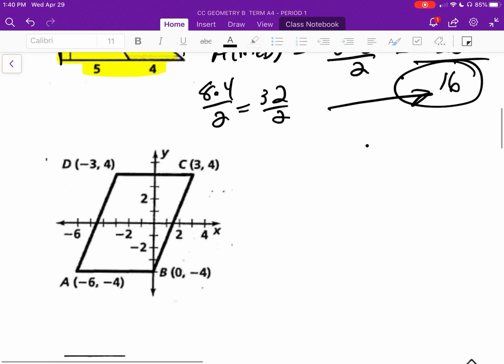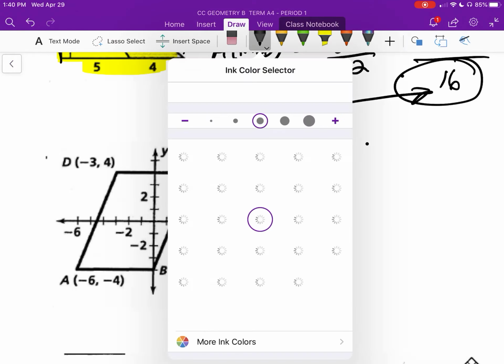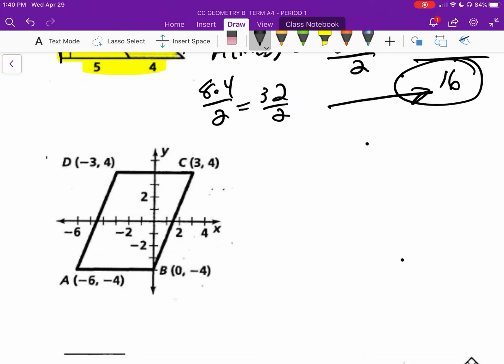All right, moving on to area of a parallelogram. So in this case, to find the area of this parallelogram, we multiply base times height. So area is base times height. The base is pretty easy. We just have to count. So if we look, this base is going to be from 0 back to -6. So we know that that's going to be 6 units long. Length doesn't matter the direction, so we know that's 6.